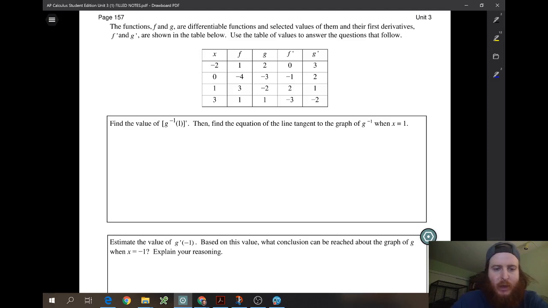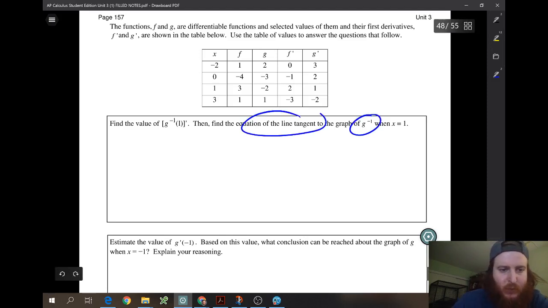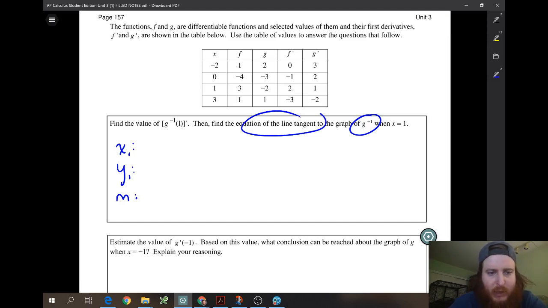Okay, so this one wants an equation of a tangent line to the graph of the inverse. So the x1, the y1, and the m. Now, we've got to be careful because it says first find the value of g negative 1 and then use it to help with the tangent. So we definitely want to be careful, but we know that the x is going to be 1, right? It says find the value of the derivative, but before we do that, I'm going to just go step by step. So what would be our y1? How do we get our y1?